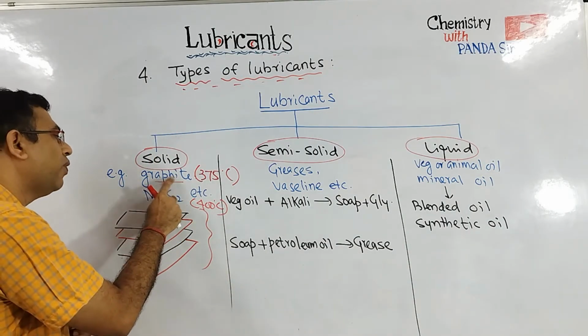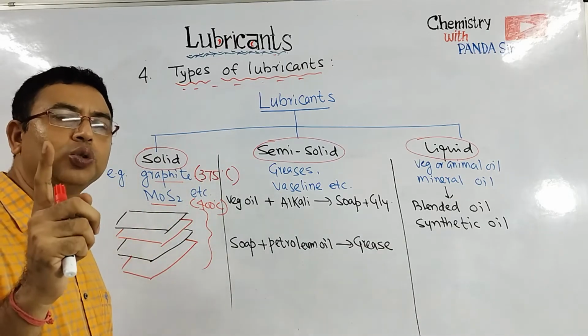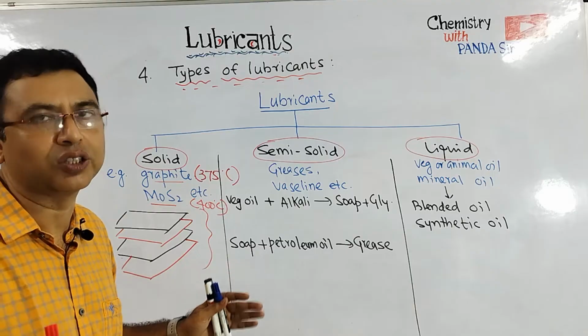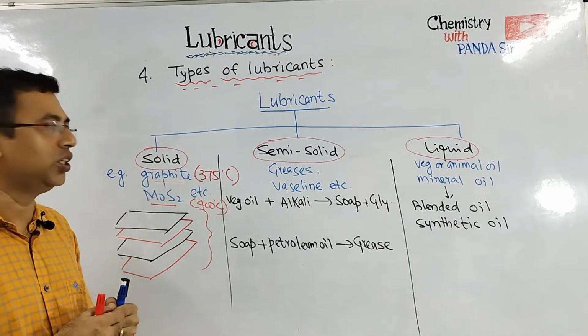Remember, both graphite and MoS2 show this layer by layer structure, and between the two layers there is a weak van der Waals force of attraction. That is the reason that slippery nature, that lubricating nature generates.